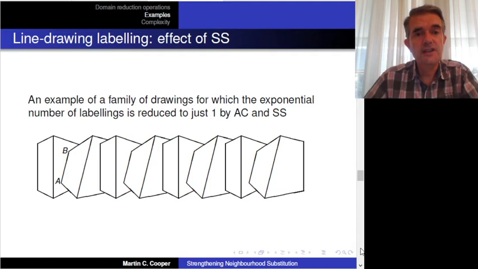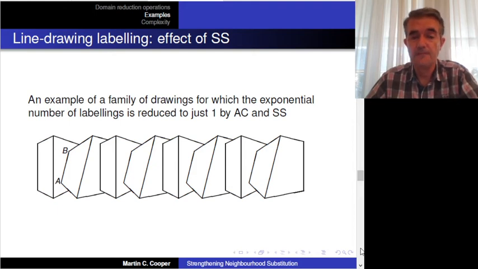However, they're not strong enough to give you a unique labelling for each drawing. Here is an example of an ambiguous drawing. For example, the line AB could be a depth discontinuity, in other words, it's separating 2 different objects, or it could be a concave edge, in other words, there is just one object there. And since this is the case in many of the lines in the drawing, you end up with an exponential number of labellings. Now, if we apply arc consistency and snake substitution, we in fact reduce all domains to singletons.